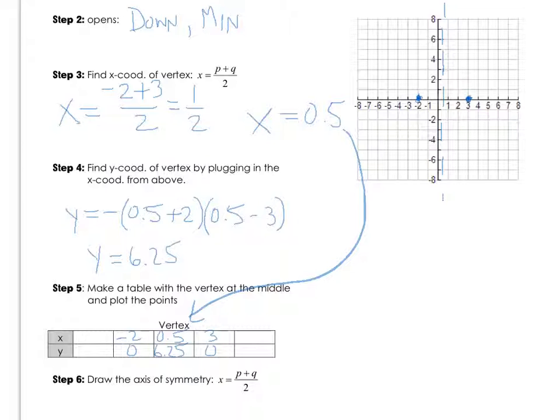Simplify that, we should get 6.25. So that'll be the rest of our vertex, at 0.5 comma 6.25. Do your best job to just estimate that point. And because this is intercept form, I'm okay with you not doing as many points.